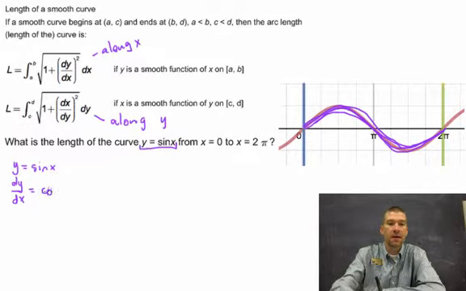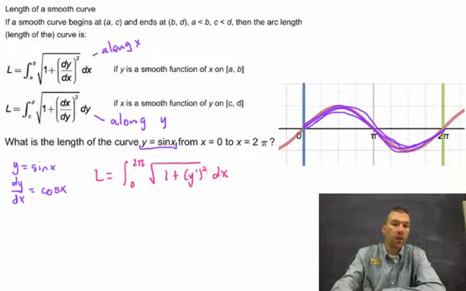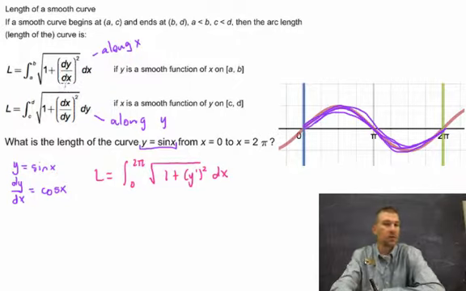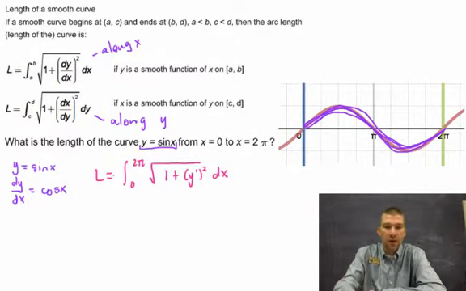And the derivative of sine is cosine, okay? So we're going to take that and plug it into this top formula right here. We're going to plug it into the arc length, which is equal to the integral from, in this case, 0 to 2 pi of the square root of 1 plus y prime squared dx, or if you don't like y prime squared, you could have dy/dx squared. Those represent the exact same thing.